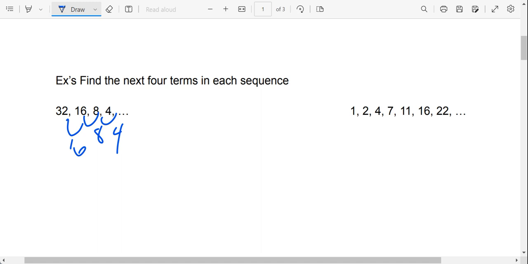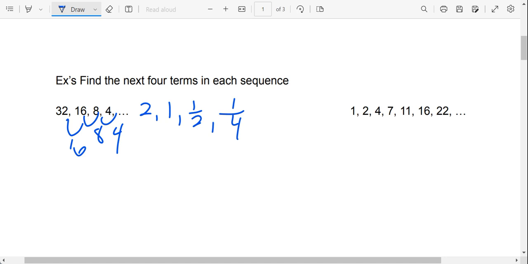But what do you notice? You're dividing by 2 each time, right? So if we divide by 2 again, 4 divided by 2 is going to be 2. Divided by 2 again, you get 1. Divided by 2 again, you get 1 half. And then divided by 2 again, you get 1 fourth. Cool.